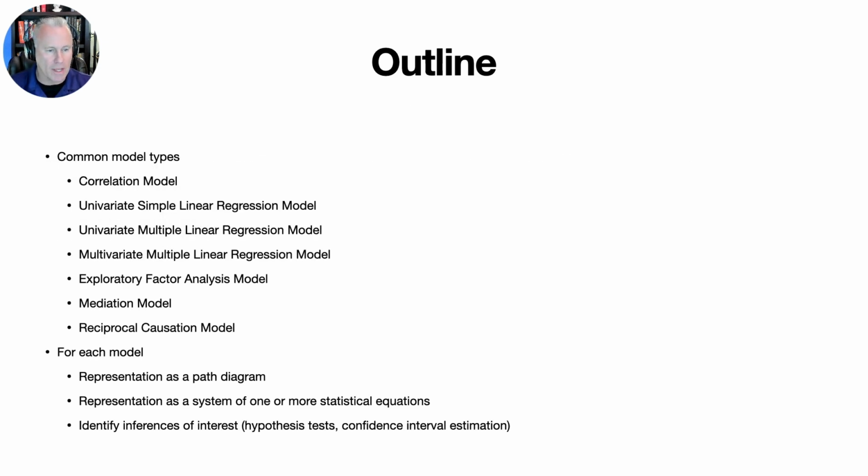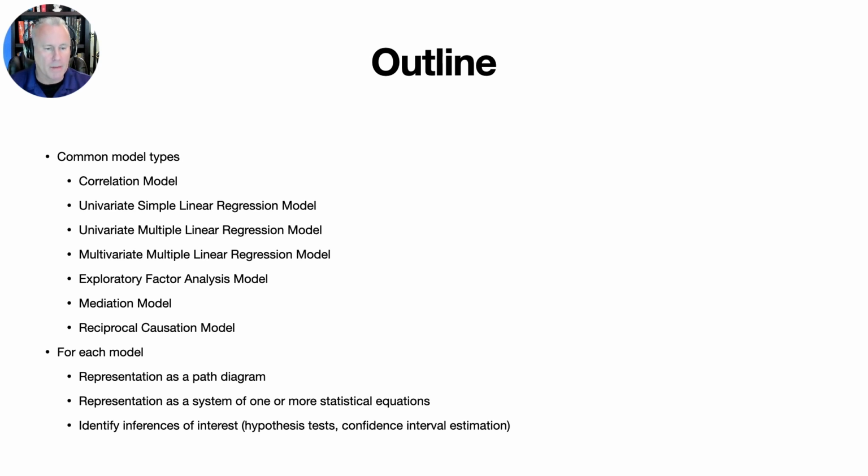Here's an outline of what we'll be looking at in this video. We're going to be looking at a number of common model types. We'll start off with some basic models and then progress to more complicated models. We'll look at the correlation model and then the univariate simple linear regression model. We'll then look at the univariate multiple linear regression model. We'll then look at the multivariate multiple linear regression model. We'll then look at the exploratory factor analysis model, a mediation model, and finally a reciprocal causation model.